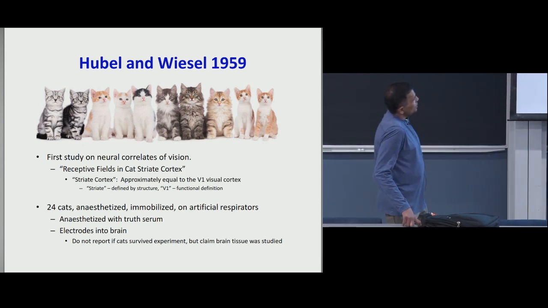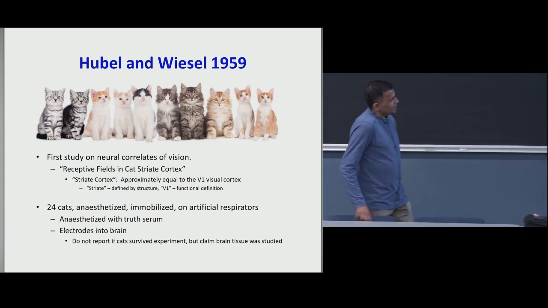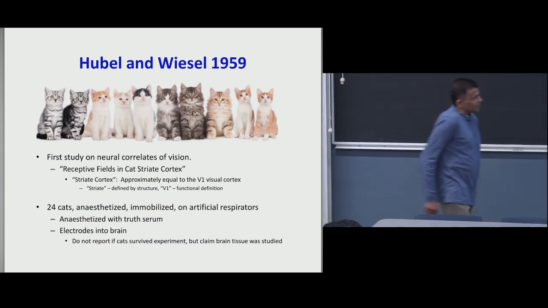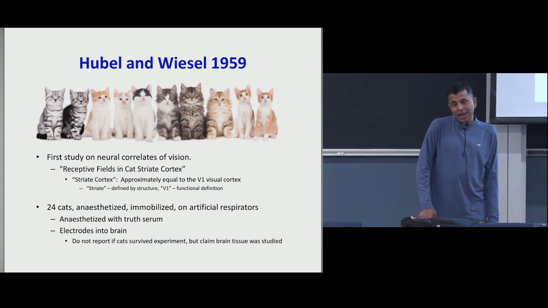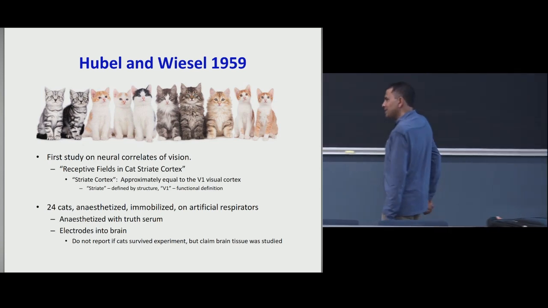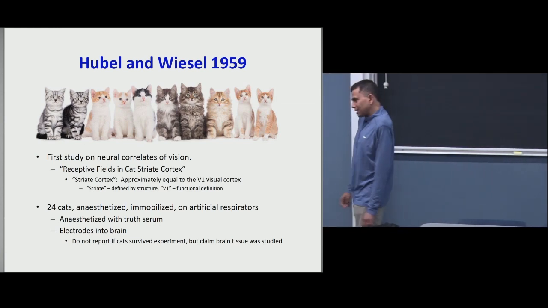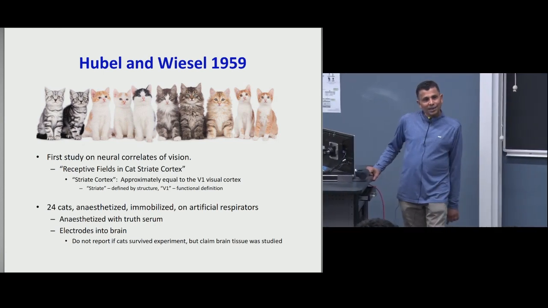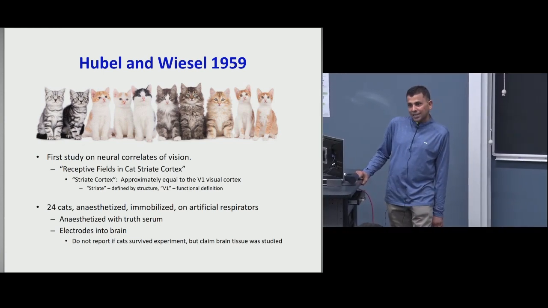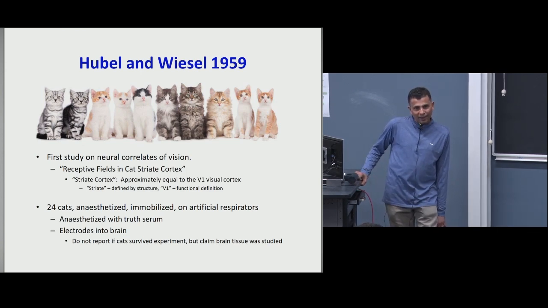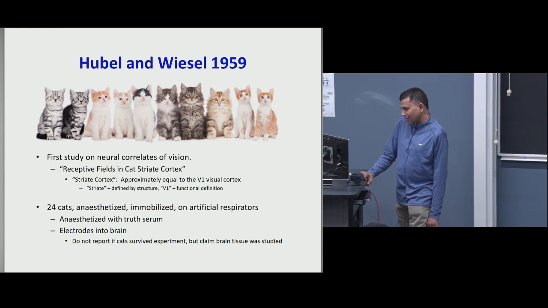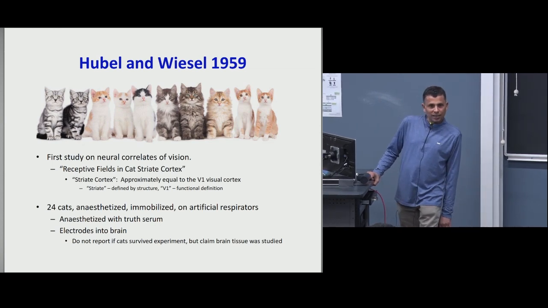And they did this using 24 cats. The cats were anesthetized, immobilized, put on artificial respirators, and they used truth serum to anesthetize them. And then they stuck electrodes into the cat's brain. Nowhere in the paper do they say they actually killed the cat, but at the end of the paper they say the brain tissue was studied. So I'm assuming something bad happened to the cats.